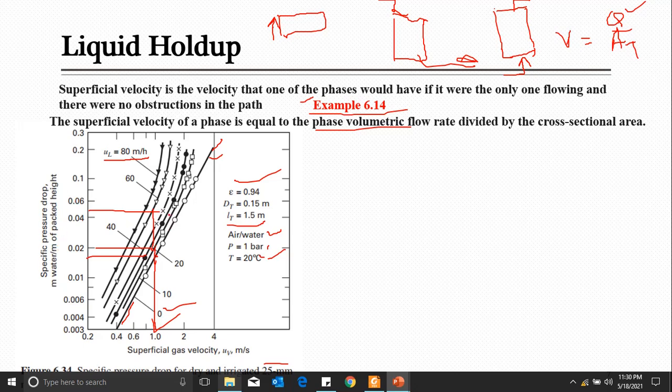The reason is that when we started with the dry packing, the only restriction to the flow of the gas was the packing. But when you keep flowing the liquid, the liquid also provides some resistance to the gas molecules, and due to this, the pressure drop will keep increasing inside the tower.